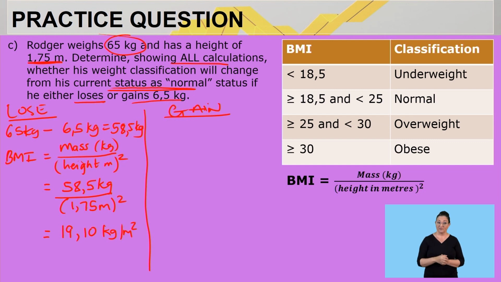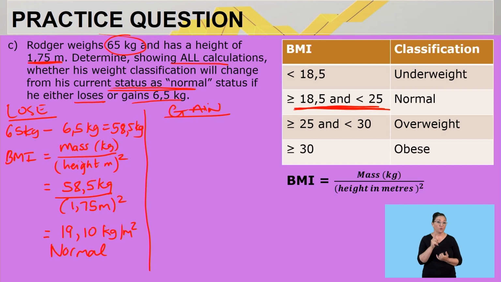Guys, are we clear? So what can we conclude should he lose 6.5 kilograms? Looking at 19.10, we can see it will be in this interval between 18.5 and 25, or less than 25. So in this case, his classification will not change. He will still be classified as normal. Let me write that properly for you. If he loses 6.5 kilograms, he will still be classified as normal.